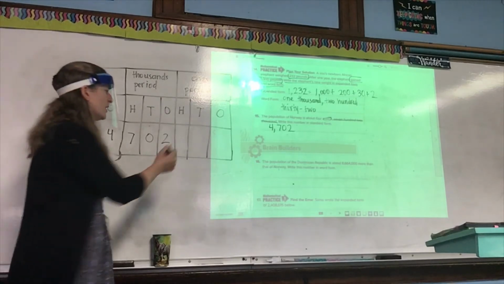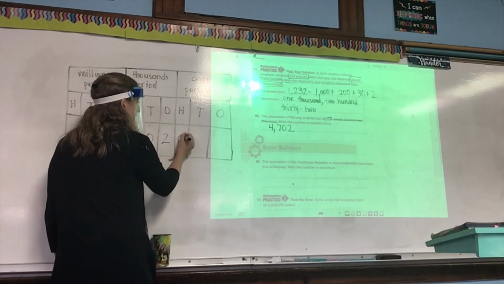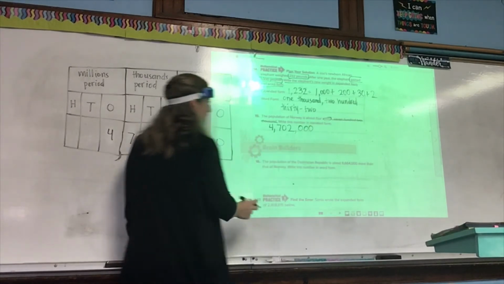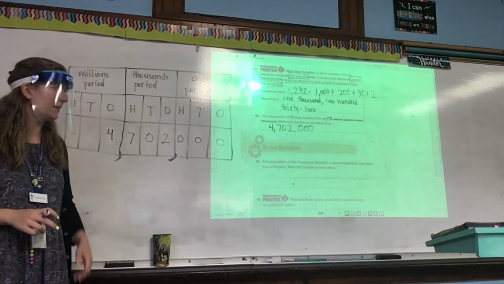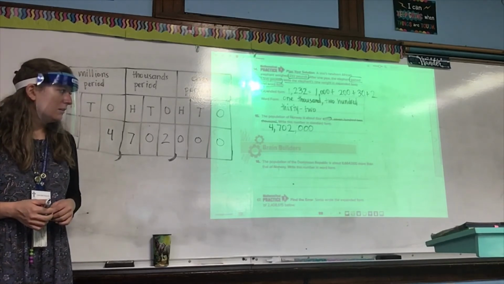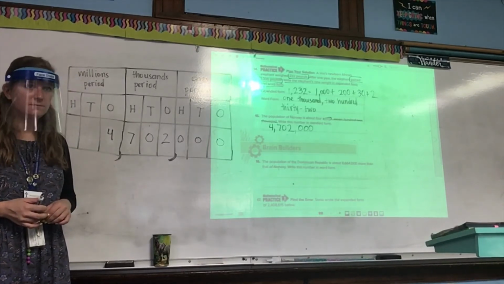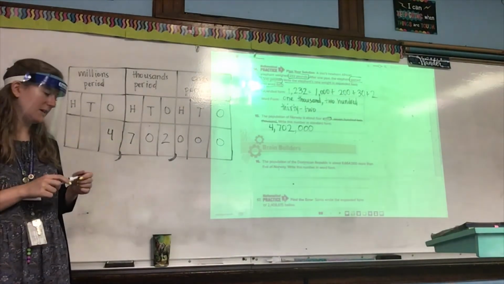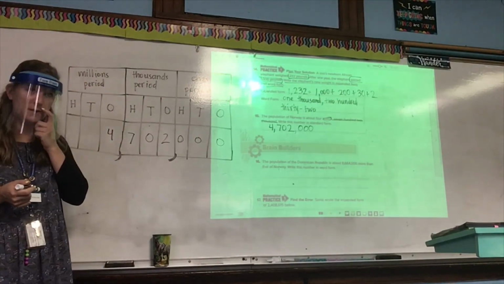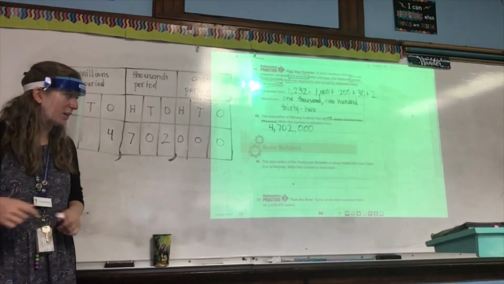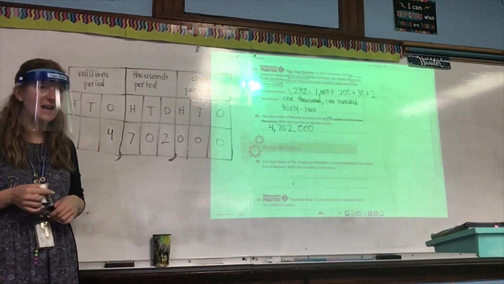Put zeros in each place in the ones period. So we don't have 4,702. We have what, Cullen? 4,702,000. Very good. Now number 16, you should be able to do that on your own. You're just writing it in word form. You're writing out the words 8,664,000.